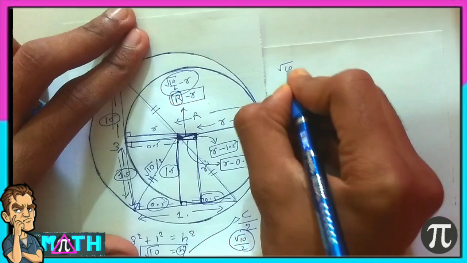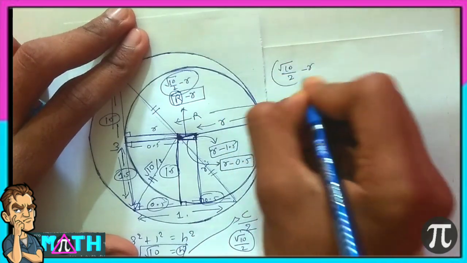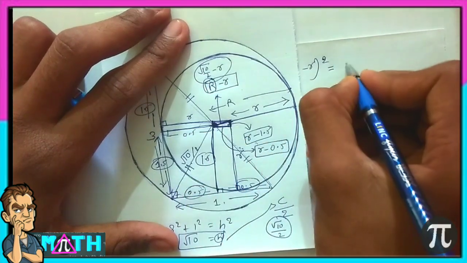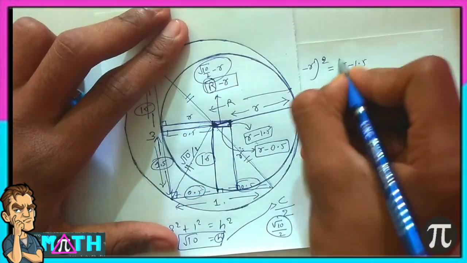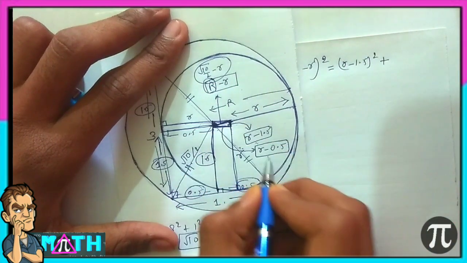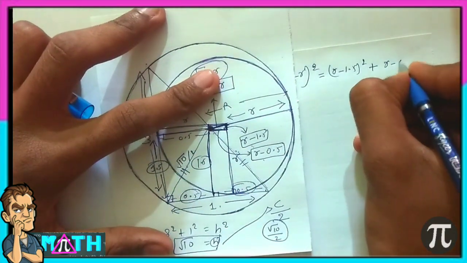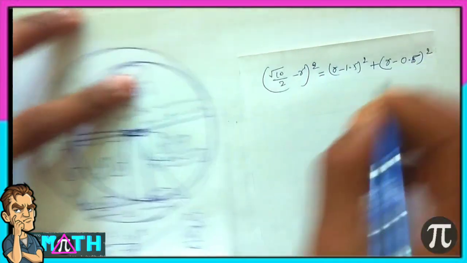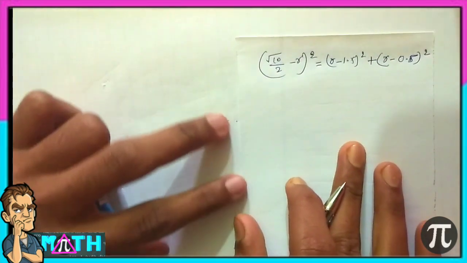Now simply we know that hypotenuse square, that is root 10 by 2 minus r the whole square, is equal to perpendicular square, that is r minus 1.5 the whole square, plus base square, that is r minus 0.5 the whole square. Now simply calculate these values, so I will do this for you.